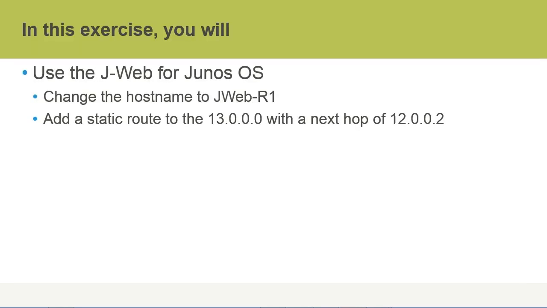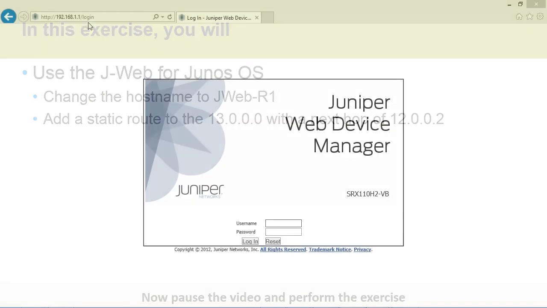As a final exercise in this course, I want you to log in to JWeb for the Junos OS and change the host name to JWeb-R1, and then add a static route to the 13 network with a next hop value of 12.0.0.2. Now pause the video and perform this exercise.